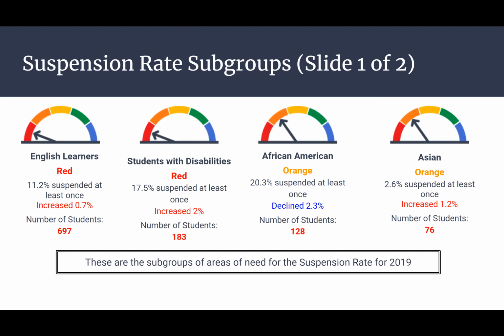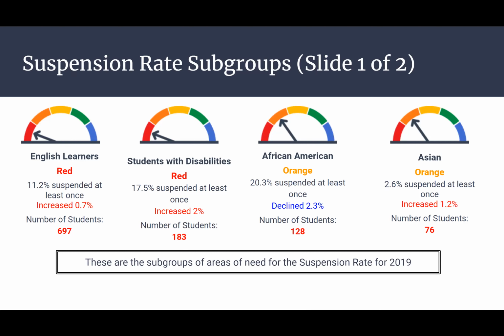So we'll start with English learners, which is in the red. We're at 11.2% suspended at least once. This increased 0.7% from the previous year. Total students, 697. And then the next subgroup is students with disabilities. This is also in the red, 17.5% suspended at least once. This increased 2% from the previous year.